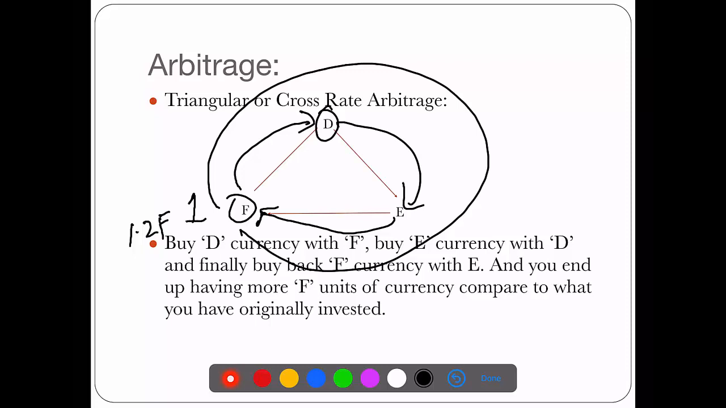We can see that he has generated the profit, and this profit is a result of the cross rate arbitrage. So buy D currency with F, buy E currency with D, and finally buy back F currency with E. And if you end up having more F units of currency compared to what you have originally invested, then it means there was a presence of the triangular arbitrage.